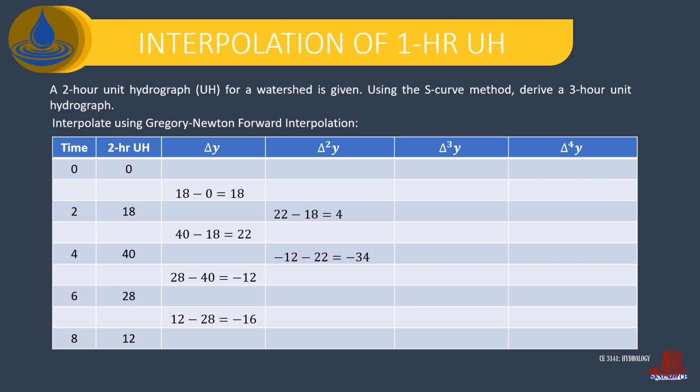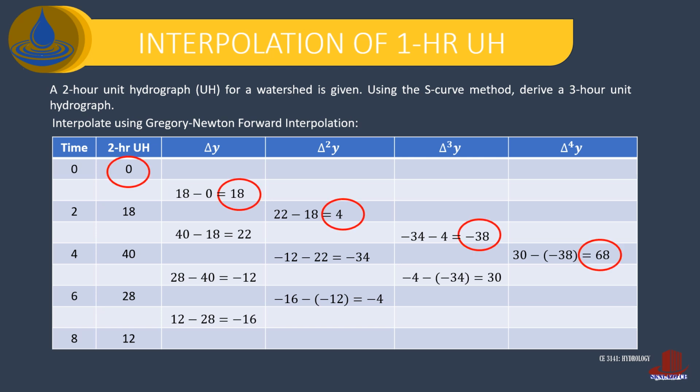Next is negative 12 minus 22, or negative 34. And last is negative 16 minus negative 12, which is negative 4. With different values from this level, we then need the third difference, that is negative 34 less 4, giving negative 38. And negative 4 minus negative 34 is 30. Then we have the last difference from 30 minus negative 38, giving 68.